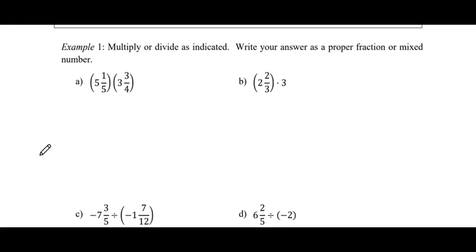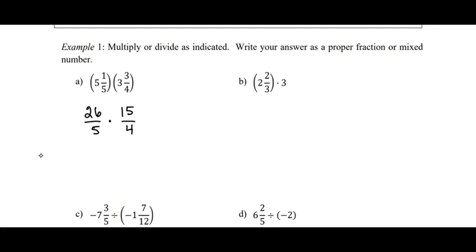All right, so we have 5 and 1/5 multiplied by 3 and 3/4. So the first thing that we're going to do is change our 5 and 1/5 and 3 and 3/4 into improper fractions. So 5 and 1/5 would be 26/5. So times, and then 3 and 3/4 is going to be 15/4. So the next step is to carry out your multiplication.